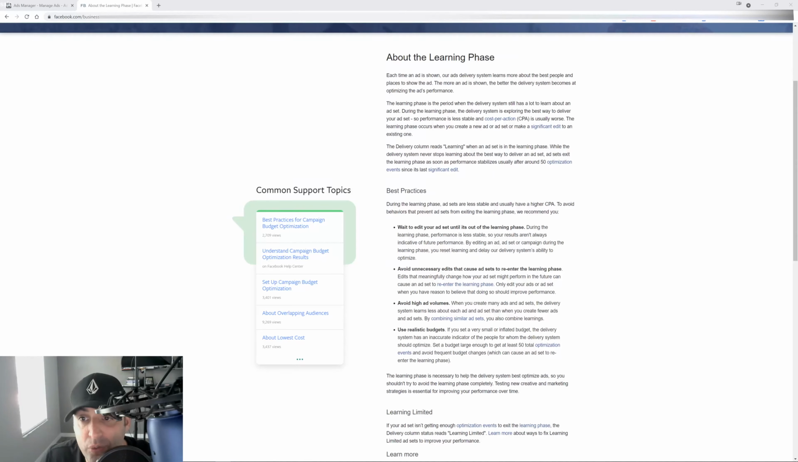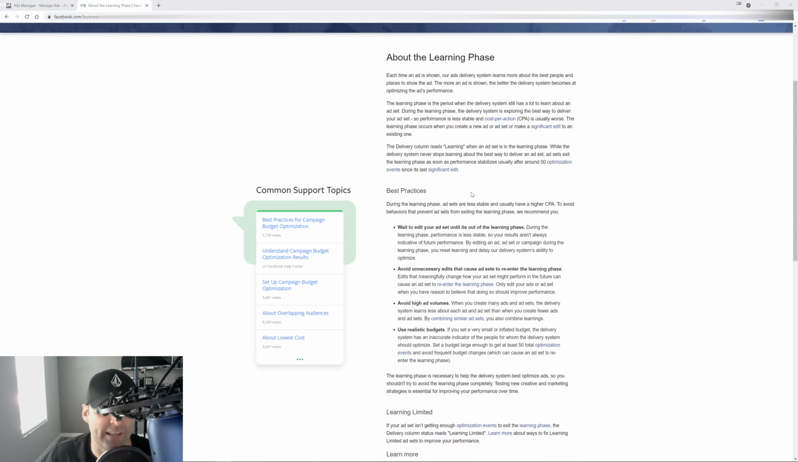The learning phase occurs when you create a new ad or ad set or make a significant edit to an existing one, okay? The delivery column reads learning when an ad set is in the learning phase. While the delivery system never stops learning about the best way to deliver an ad, ad sets exit the learning phase as soon as performance stabilizes, usually after around 50 optimization events since the last significant edit. That last part is very, very important.